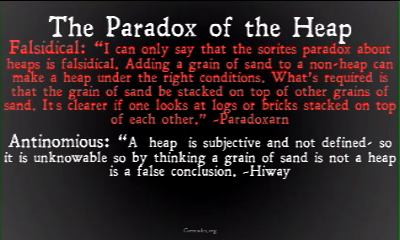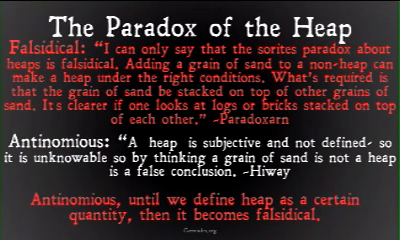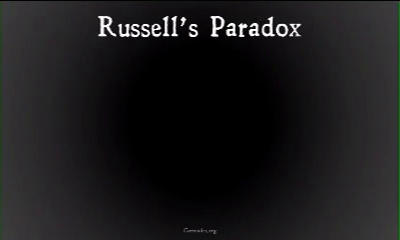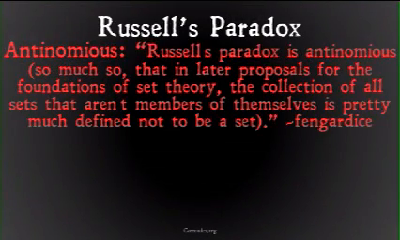I'm actually going to agree with both of them. It's antinomious, it seems to me, until we define heap as a certain quantity, at which point it becomes falsidical. The problem is that heap is a vague term, and as long as it stays vague, this paradox is going to be a problem. But if we can define it as some specific quantity, the paradox will just disappear. Next up, we had Russell's paradox.